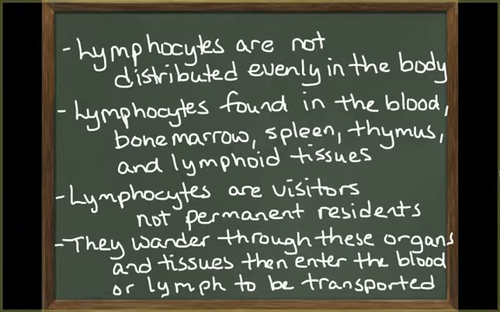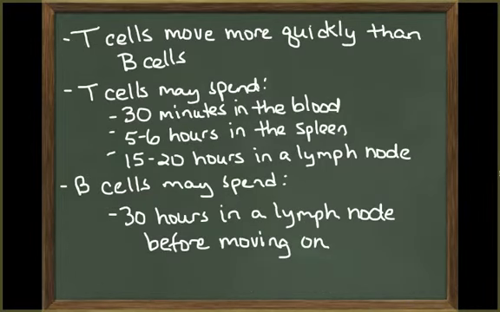The various lymphocytes are not evenly distributed throughout the body. For example, the T cells outnumber the B cells in the body by a ratio of 8 to 1. Lymphocytes can be found in the blood, the bone marrow, the spleen, the thymus, and the peripheral lymphoid tissues. The lymphocytes in these places are visitors, not permanent residents. All 3 types of lymphocytes wander through the tissues, and then they enter blood vessels or lymphatic vessels for transport. T cells move much more quickly than B cells.